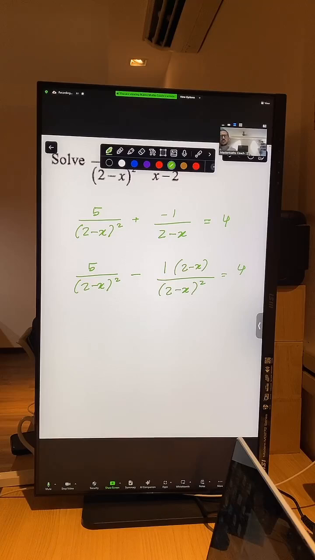I'm rushing through this a bit because I'm supposed to end at 9. I believe my TikTok will end at 9 o'clock. But never mind, let's just continue.